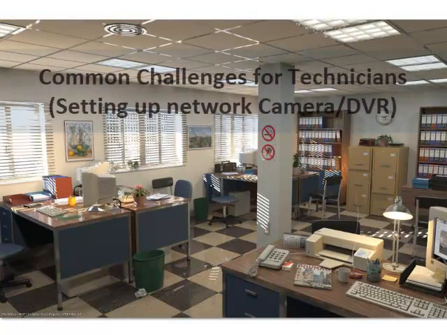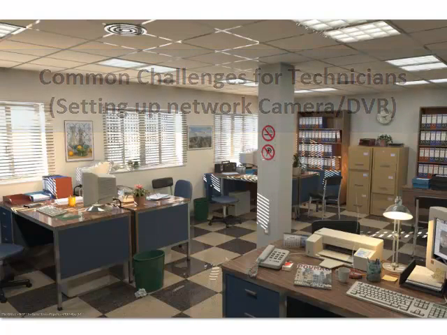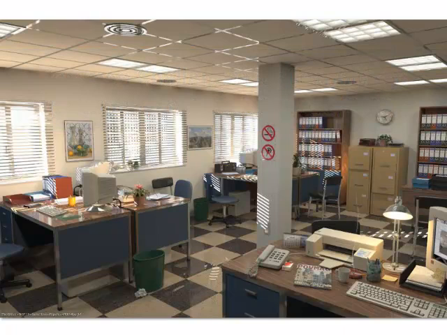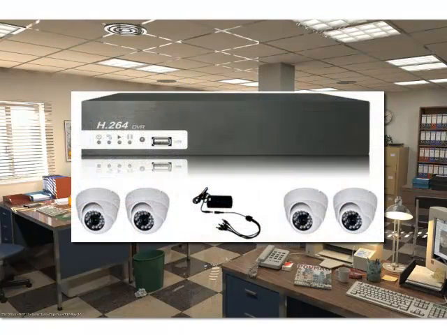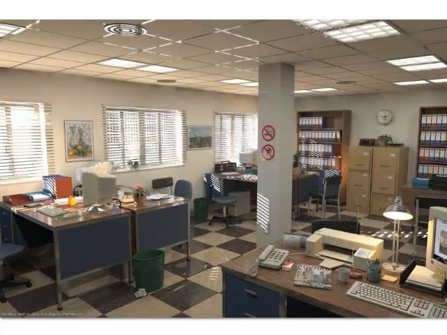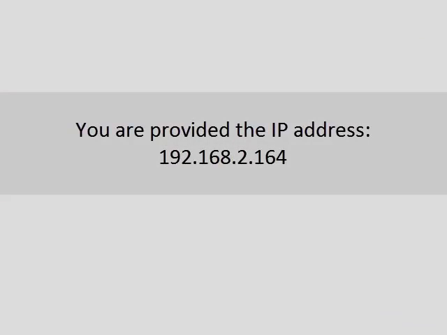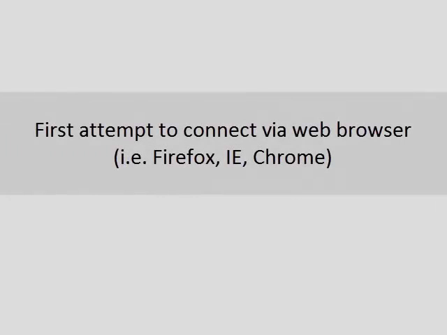Here's a common challenge for technicians setting up network cameras or network DVRs. Let's say you're at an office or a client site and you're going to connect your laptop to a camera or to a DVR to get it set up or to service it. You're told that the IP address of the camera is 192.168.2.164. So the first thing you want to do is try to connect to it via its web browser.